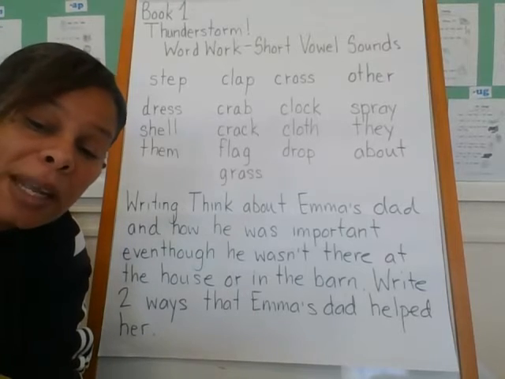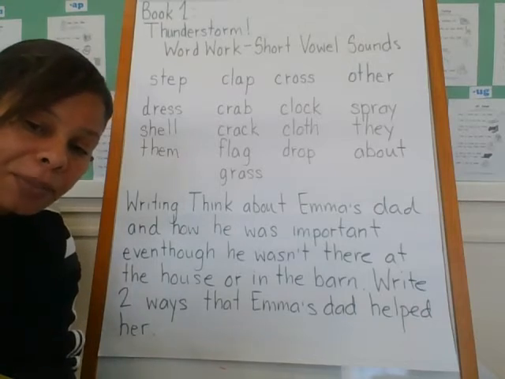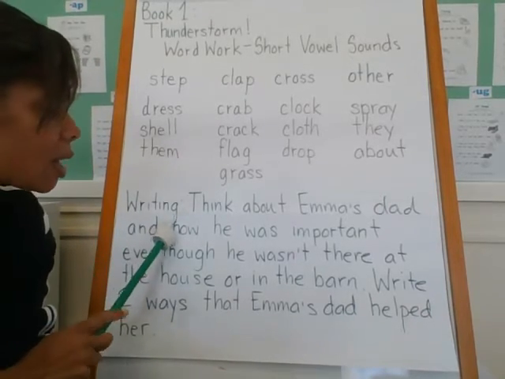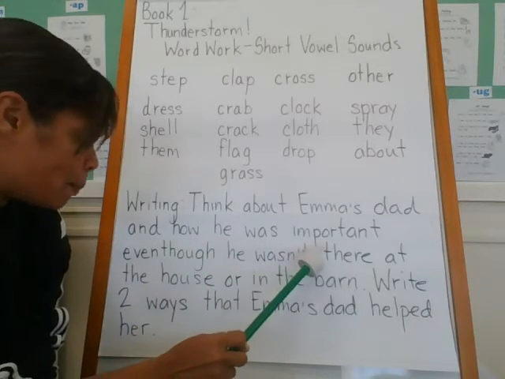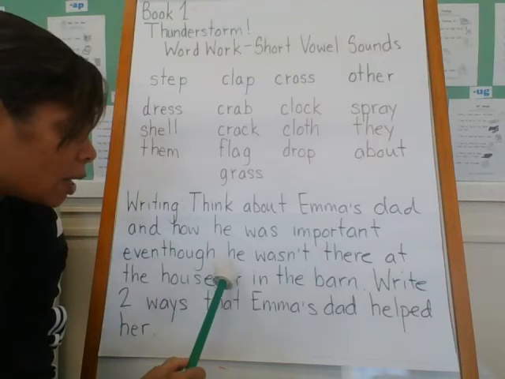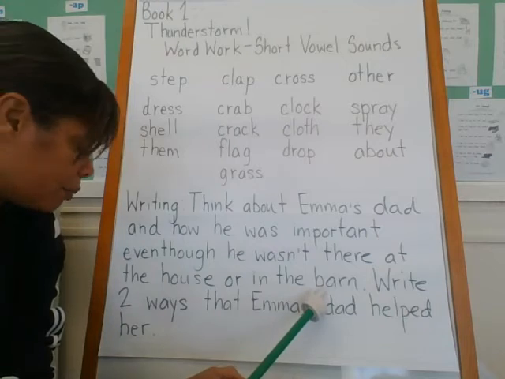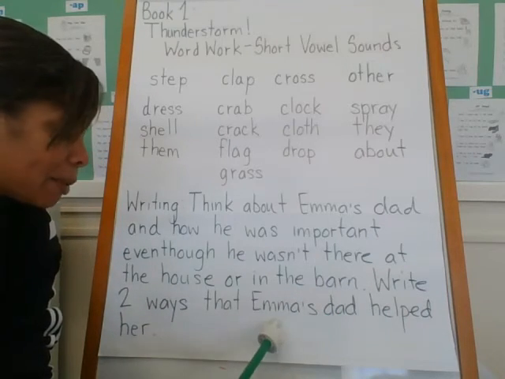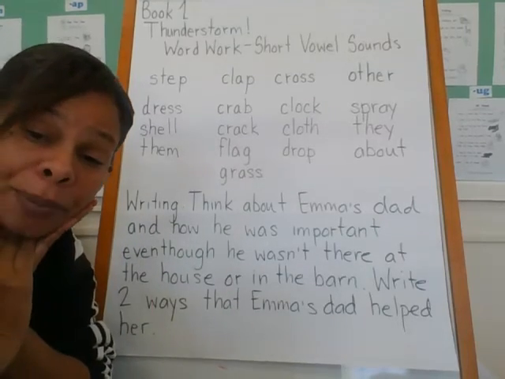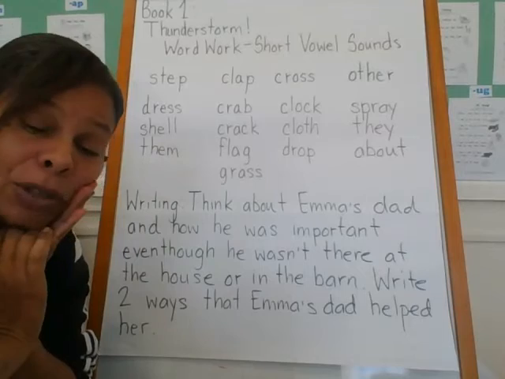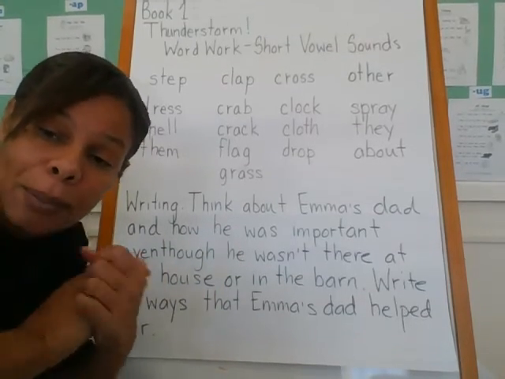Okay, so you should have finished reading Thunderstorm. And I asked you to think about Emma's dad. So I want you to do a writing activity. Okay, so writing. Think about Emma's dad and how he was important even though he wasn't there at the house or in the barn. Write 2 ways that Emma's dad helped her, okay? So think about 2 ways that Emma's dad helped her conquer her fears, get through this ordeal, even though he wasn't right there with her. So you're going to have to look back in the book and find 2 examples, okay?